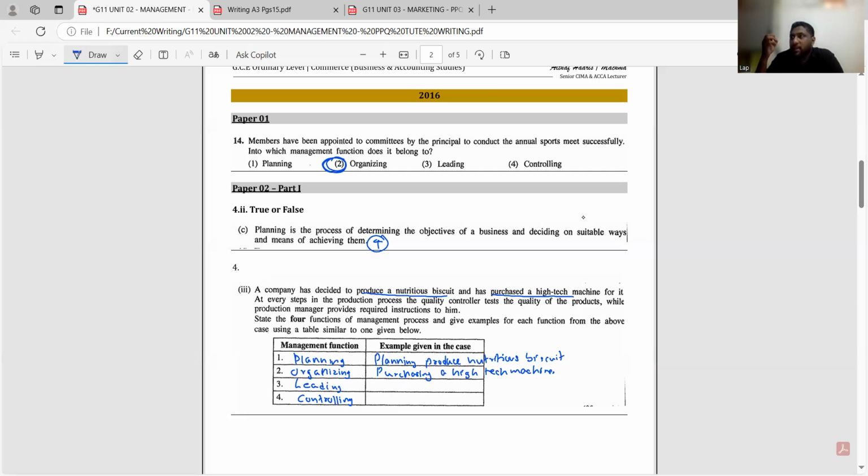Under leading, what's happening? We'll be telling the people what to do, motivating them, guiding them, asking them to do this kind of task, providing the required information for them. So that is given here: the production manager provides required information to the quality controller.